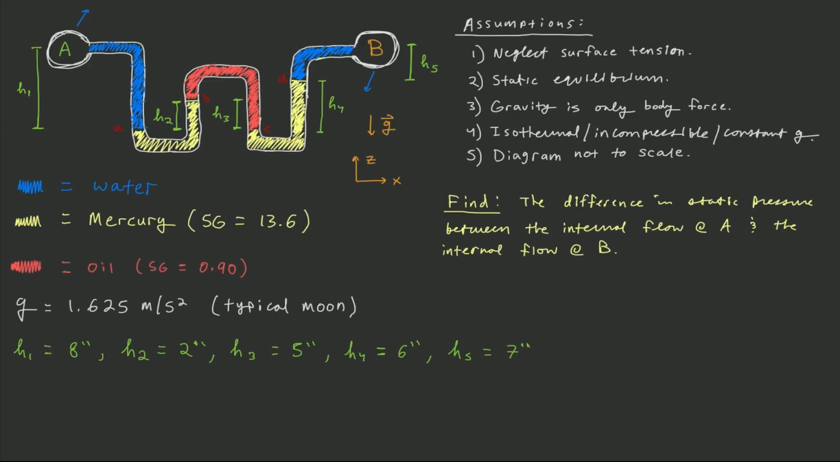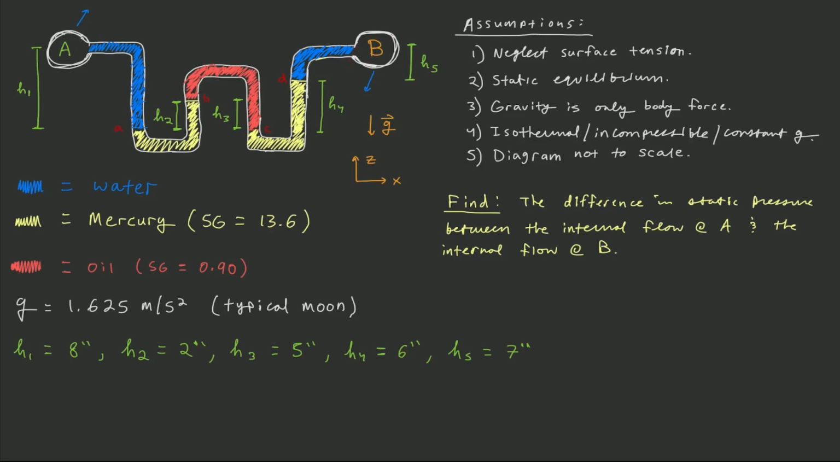So in this problem, as we flow water through A and B, our manometer has reached a static equilibrium condition consisting of A, B, C, and D with heights H1, H2, H3, H4, and H5. And our goal here is, as we mentioned, to find the difference in static pressure between the internal flow at A and the internal flow at B. So finding the static pressure difference between the water in A at this location and the water in B at this location.